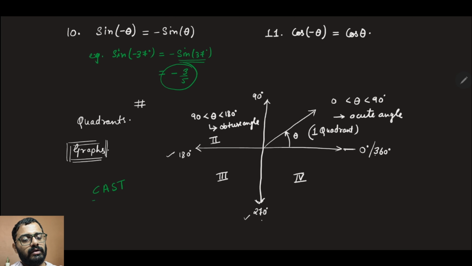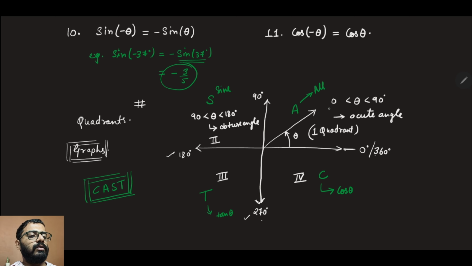Now, one thing that you have to remember is the CAST rule. CAST rule here. Okay, how to use it? C you have to write in the fourth quadrant, then A in the first quadrant, S in the second quadrant, and T in the third quadrant. Okay, now here C means cos, A means all, S means sine, and T means tan.